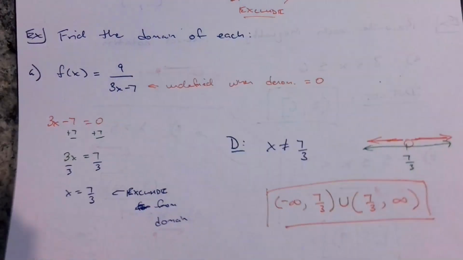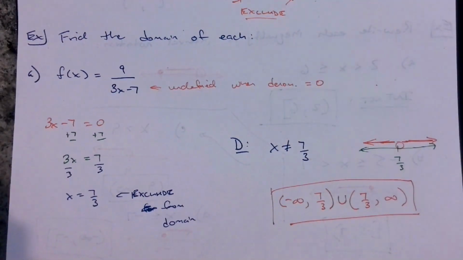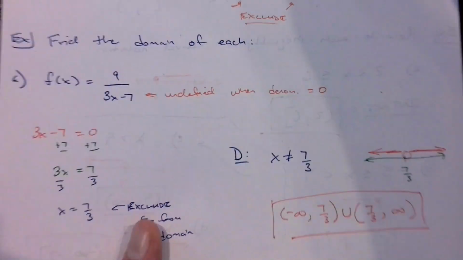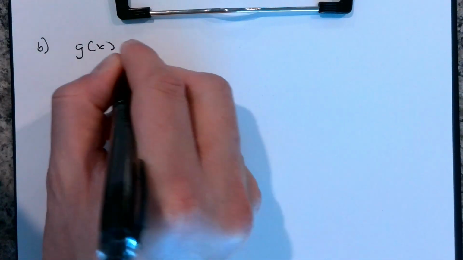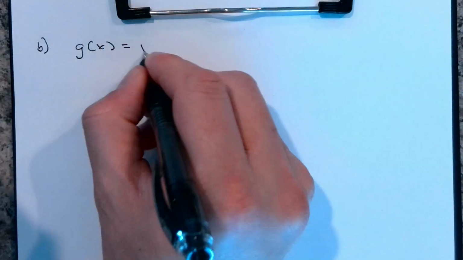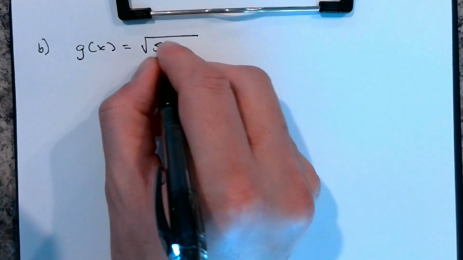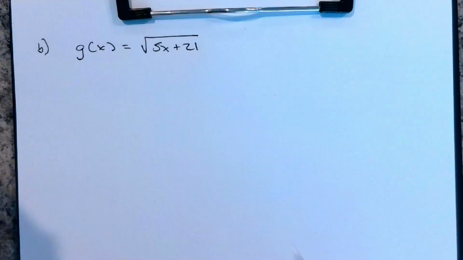All right, so we're looking for problem points and we want to exclude them. If I gave you another one, let's take a look here. If I said we had g of x equals the square root of 5x plus 21.